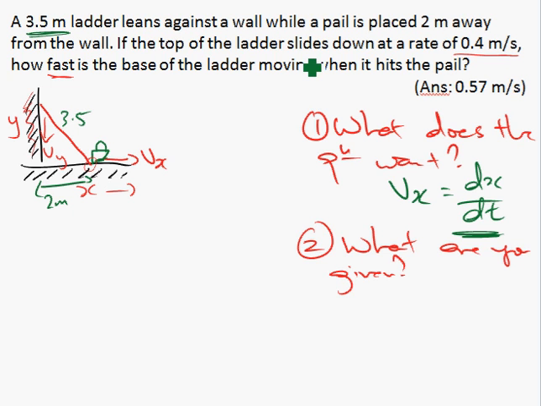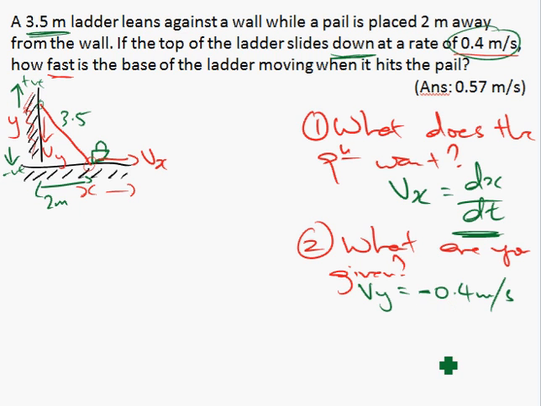Next, the ladder slides down. Okay, slides down at the rate of 0.4 meters per second. Means that this point here is sliding down at the rate of 0.4 meters per second. This tells you Vy. So Vy is 0.4 meters per second. Hang on. Y in the positive direction is this. So this is positive. So if you're going down, that's negative. So I must put a negative in front here. Okay? So Vy is negative 0.4 meters per second.